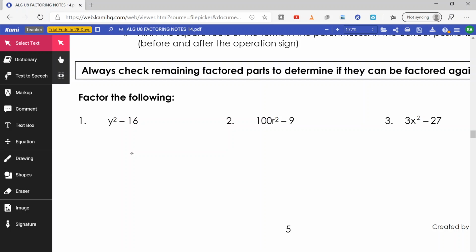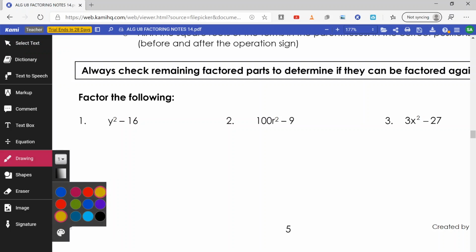So this first problem we have is y squared minus 16. So first things first, do we have a common factor? One's a letter, one's a number, so there is no common factor. However, we are subtracting, so we're going to see if we can do the whole difference of two perfect squares method of factoring. So if it is a difference of two perfect squares, which we are subtracting, so it's possible, we will create two sets of parentheses and take the square root of both items.